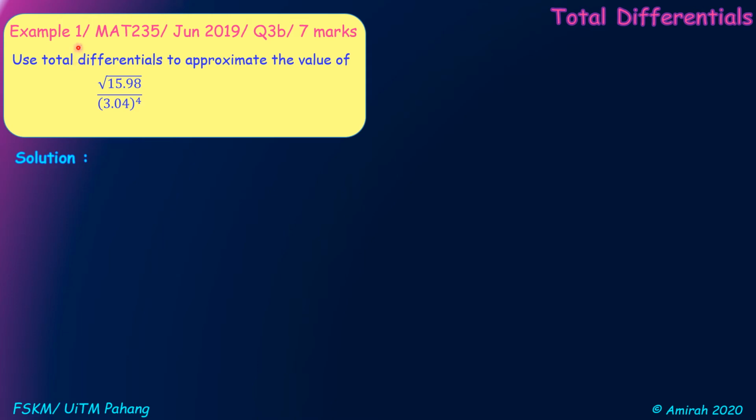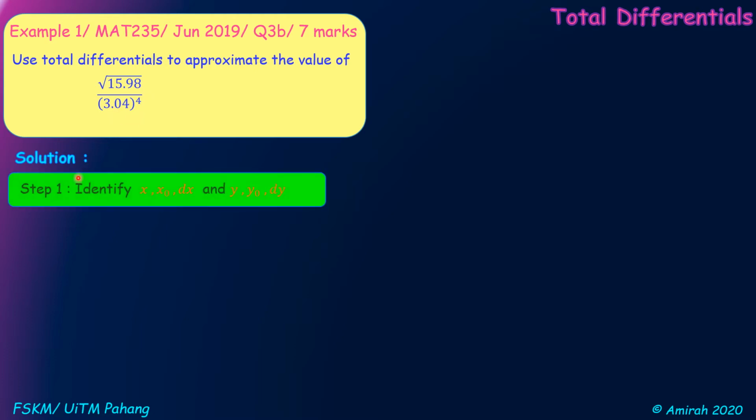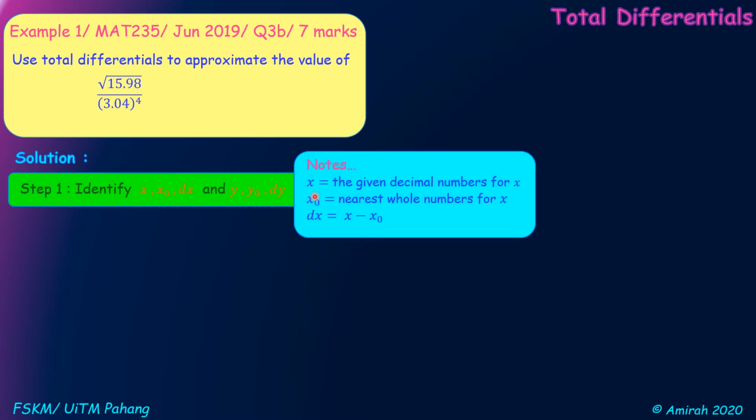Now we look at example 1 from the previous semester papers. Use total differentials to approximate the value of the square root of 15.98 over 3.04 to the power of 4. Step 1: we need to identify x, x0, dx, and y, y0, dy. x equals the given decimal number for x. x0 equals the nearest whole number for x.